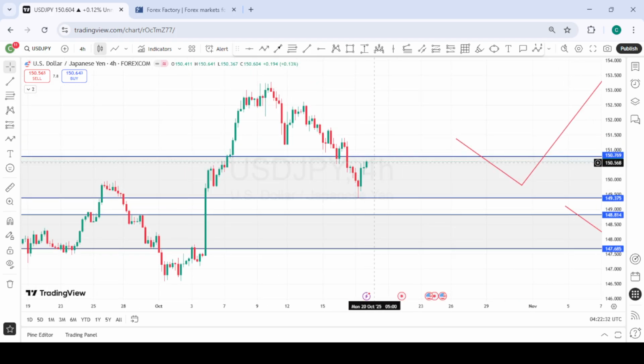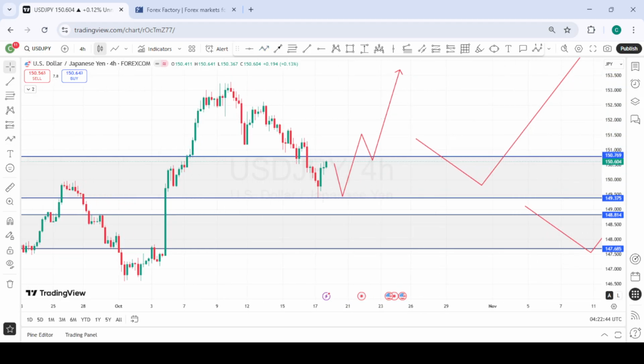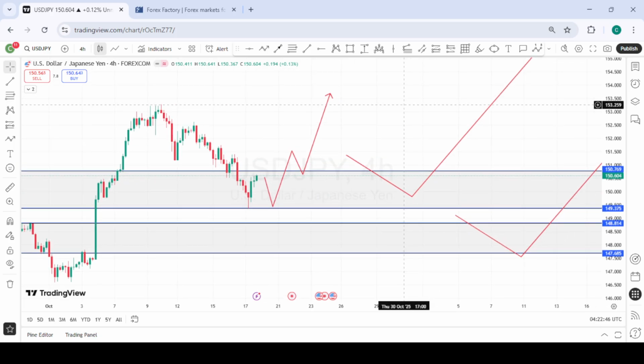Should we get a double bottom here, we break, come for a retest, we'll be interested in taking the buys from this zone. Or should we get a head and shoulder formation, an inverse head and shoulder formation within this zone, we'll be very interested in taking the buys from here.